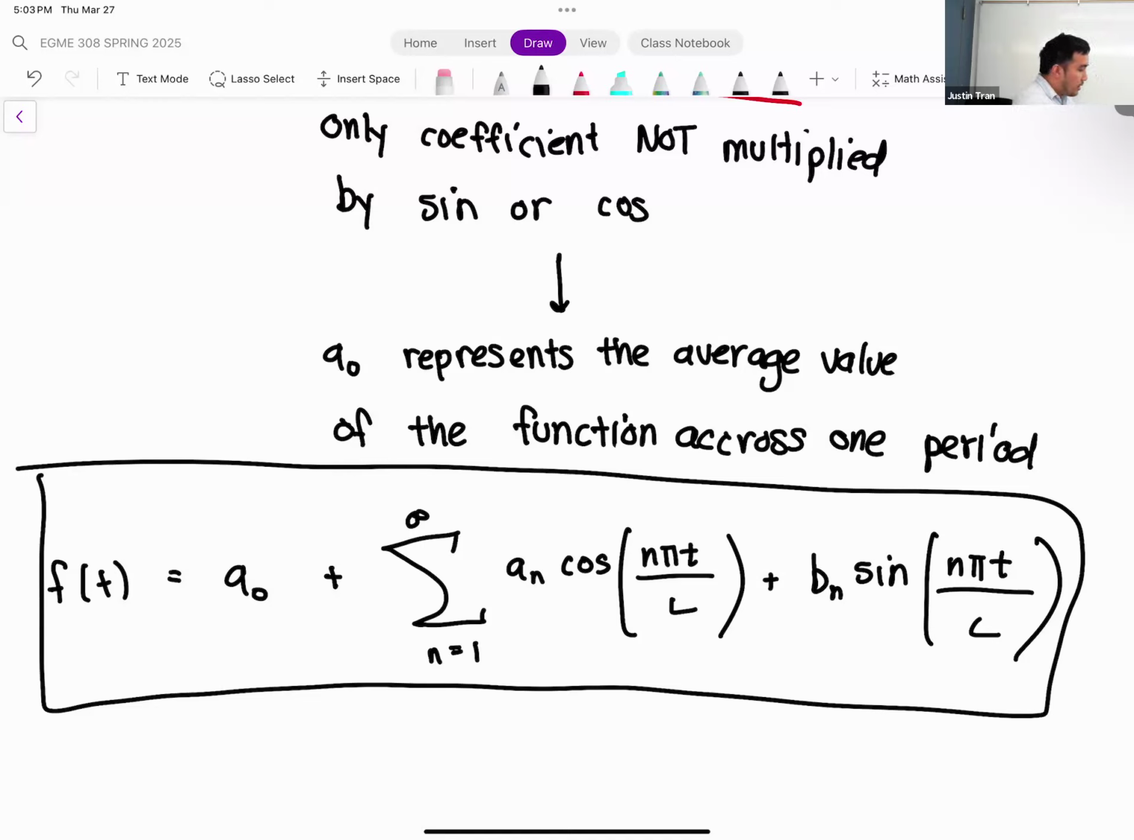Okay, any questions on this? Okay. All right, so last thing I wanted to cover today, before we head off for spring break, is let's go over this concept of even and odd functions again. Because if you can identify that your function is either even or odd, that actually can save you some work.